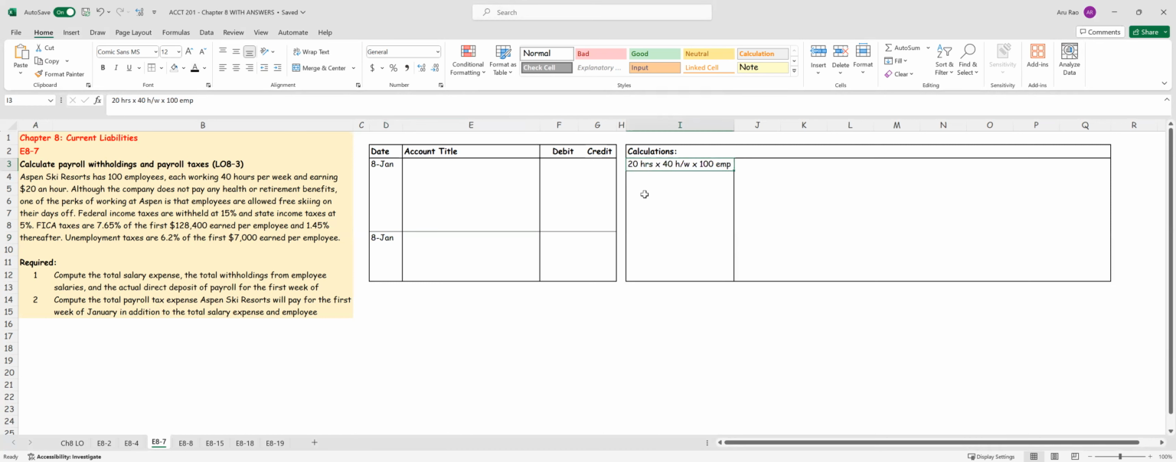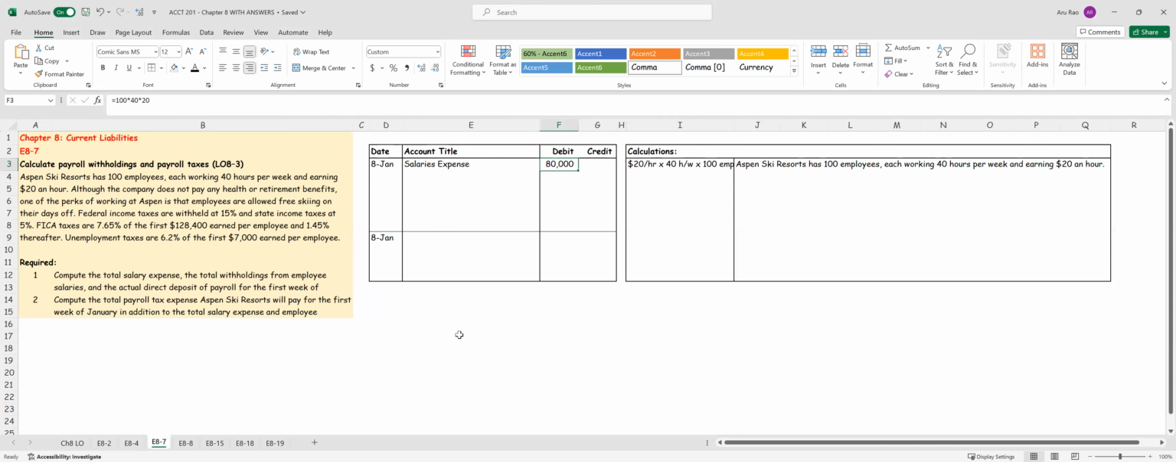So we have $20 per hour. It is $20 per hour, not 20 hours. They work 40 hours per week, and I have 100 employees. So that's my first piece of information that I pulled out. And that is my salaries expense. 20 times 40 times 100. My salaries expense is $80,000.